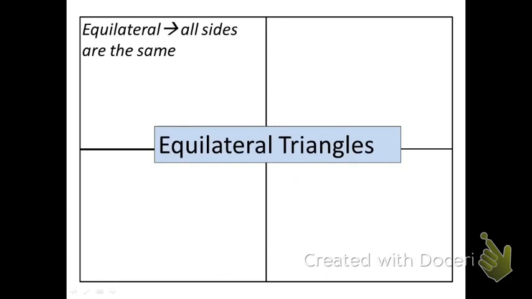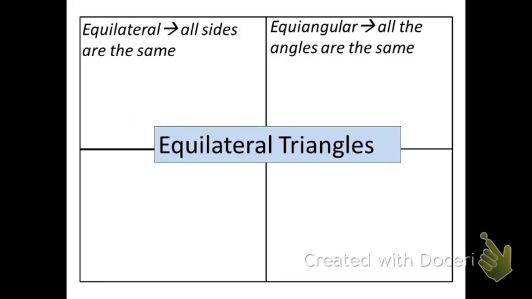Equilateral triangles, if it's equilateral, that means all sides are the same. So all sides are the same. What is also unique about this is that it's also equiangular. So if all sides are the same, then all the angles are the same. And if all the angles are the same, then each of those angles has to be 180 divided by 3 angles, which is 60 degrees. So all 3 of those are the same.